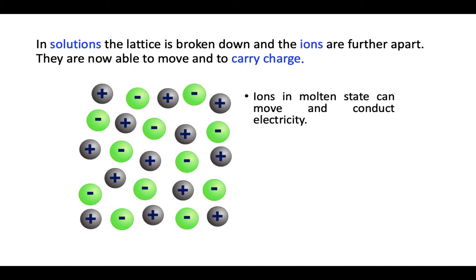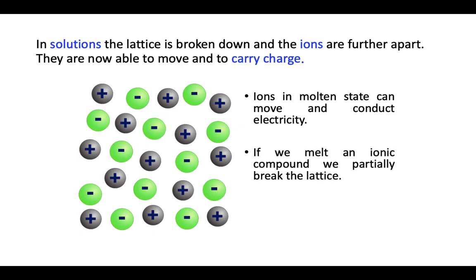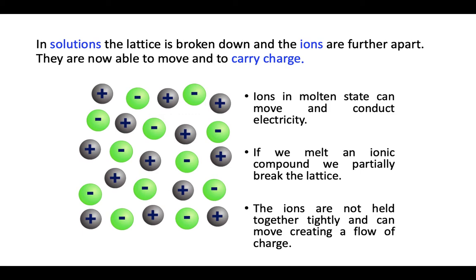Ions in a molten state can move and conduct electricity. And if we melt an ionic compound, we also separate the lattice out, we partially break it up, and that allows them to move because they're not held so tightly together, and it allows electricity to flow through the substance. So metals conduct as solids and melts and liquids. Ionic compounds can't conduct as solids, but they can conduct in solutions, in molten states. But again, not as solids.